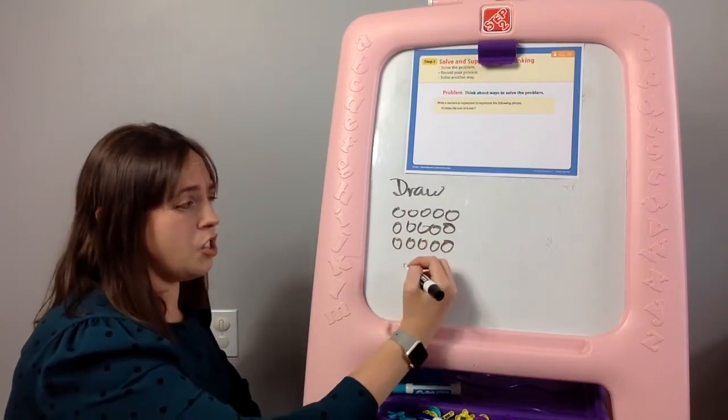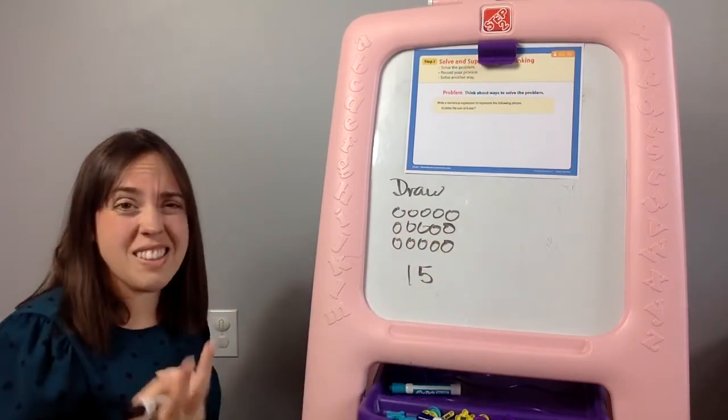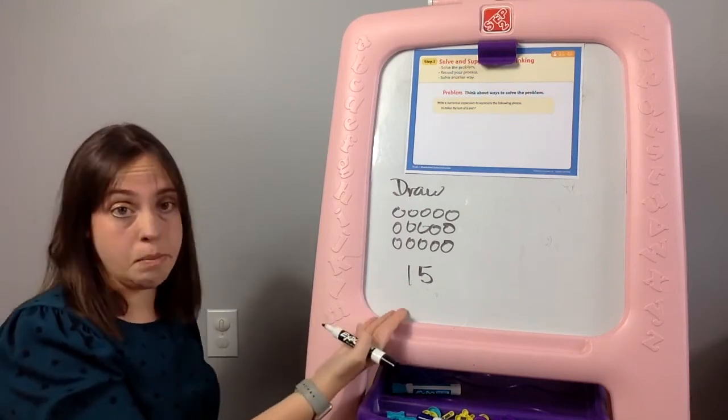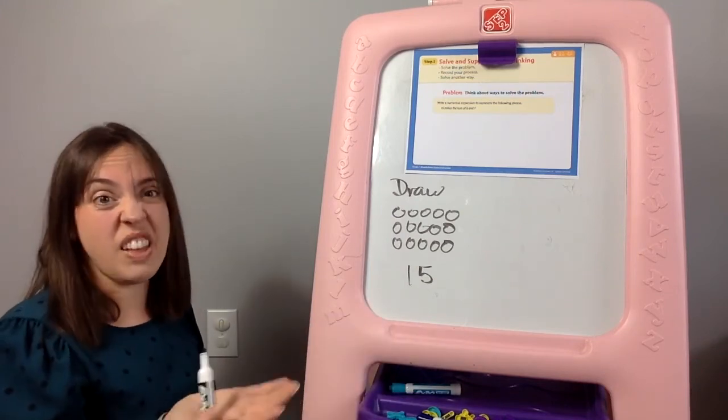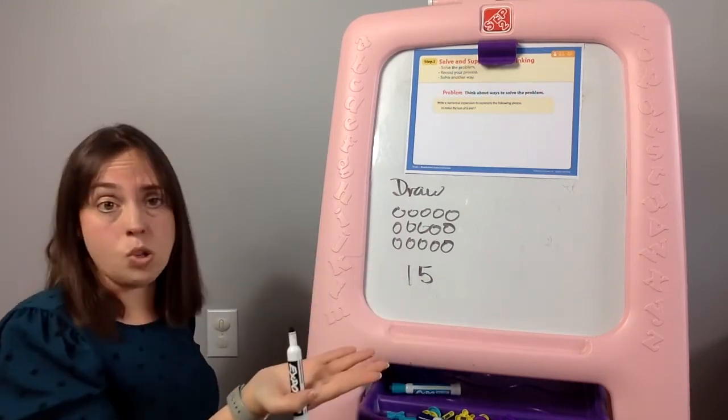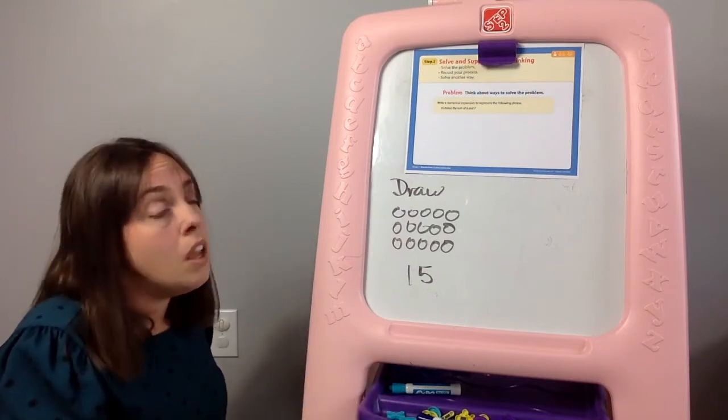And I'm also going to show it with numbers, which is kind of the second strategy. Some of you can go ahead and skip to the second strategy. And if you can do that, that's awesome. If you can't do that, join me and draw it. That's what I would do.